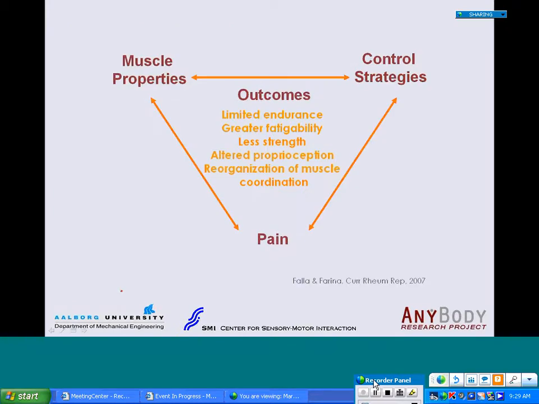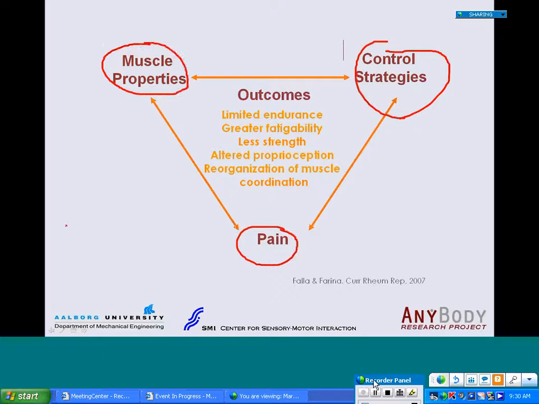There are some hypotheses about influences on pain and control strategies. This is some kind of a vicious circle here with the arrows in the 2 directions. So let's start here. If you have pain, that can lead to different control strategies. It can also be the other way around. If you have a certain control strategy, it can lead to pain. The changed control strategy can change the muscle properties, maybe the muscular force, but also the electrical parameters within the muscle.